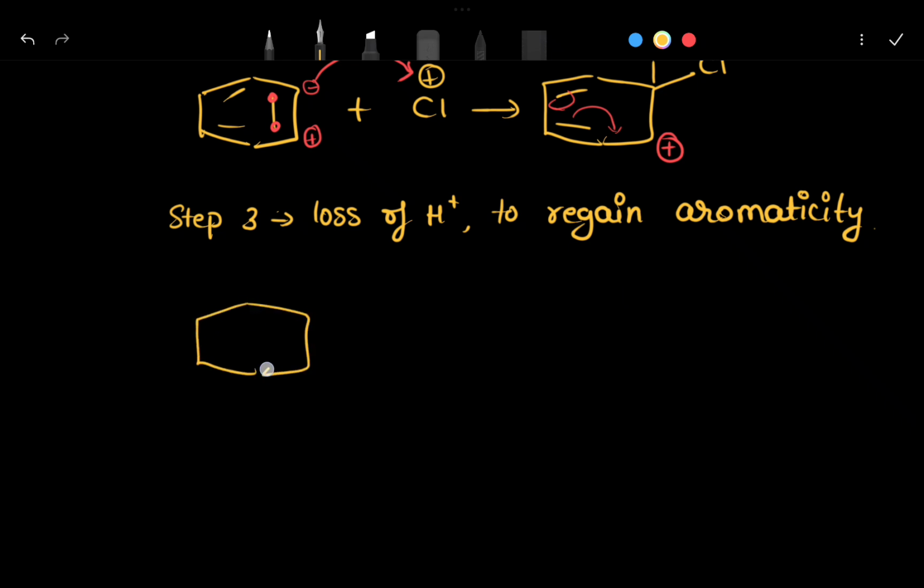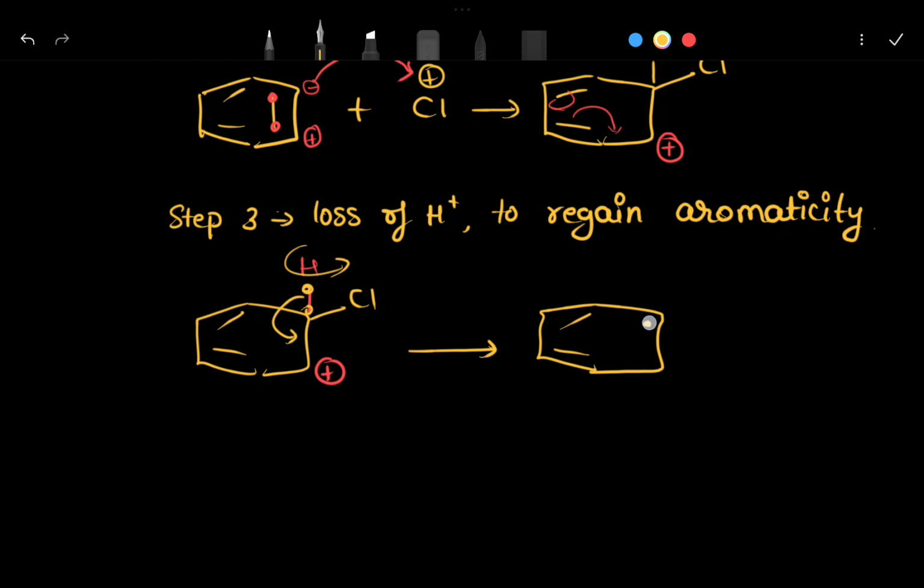So here I'll take this one, Cl here, and positive charge is present here, and we have this hydrogen here. So what will happen? Loss of this hydrogen will shift these two electrons here. So we'll be getting two electrons shifted here, so a bond will be formed. So this is the final product we have.